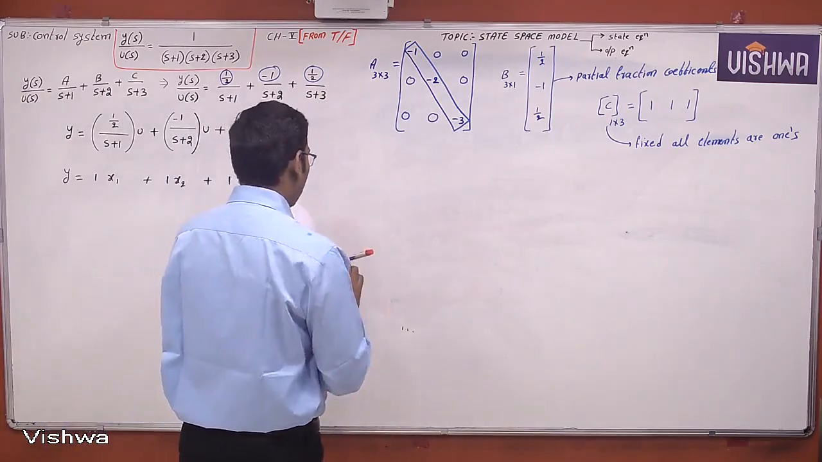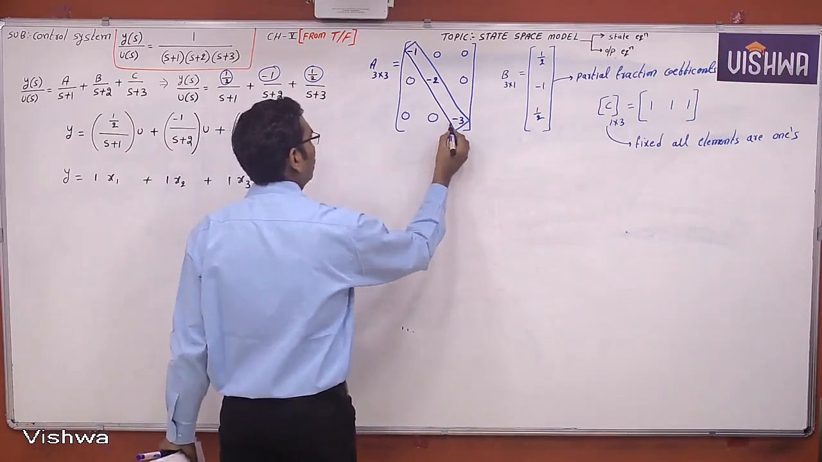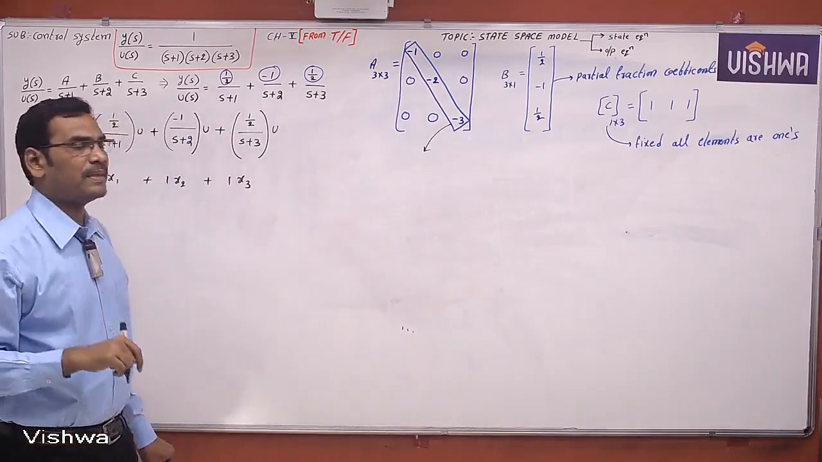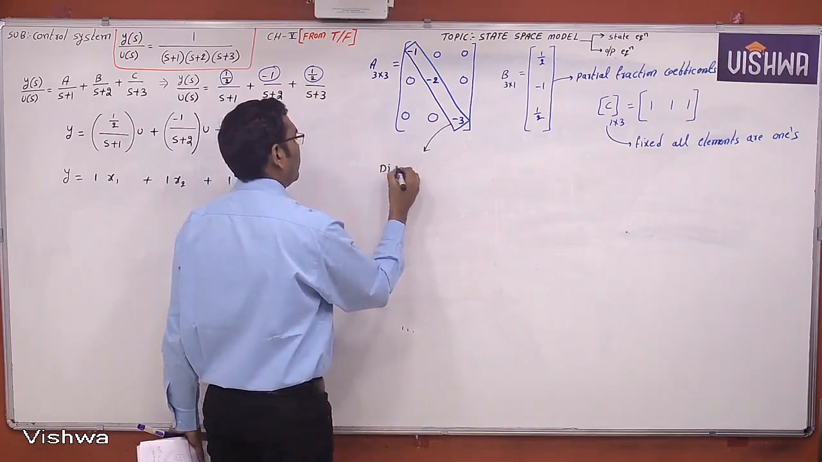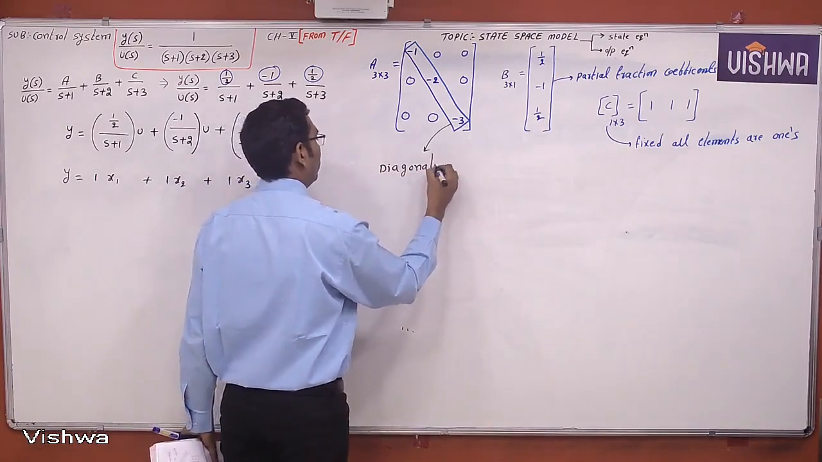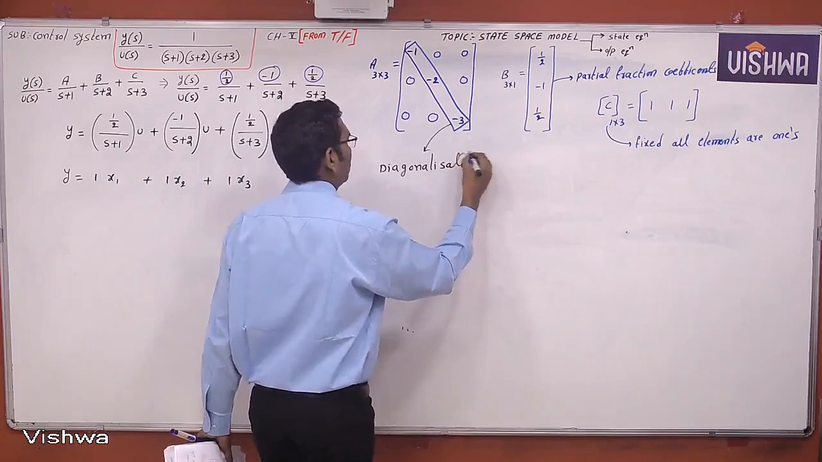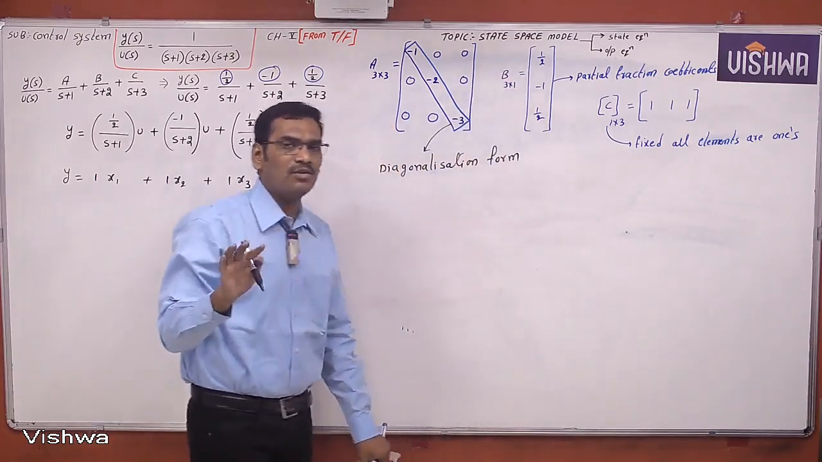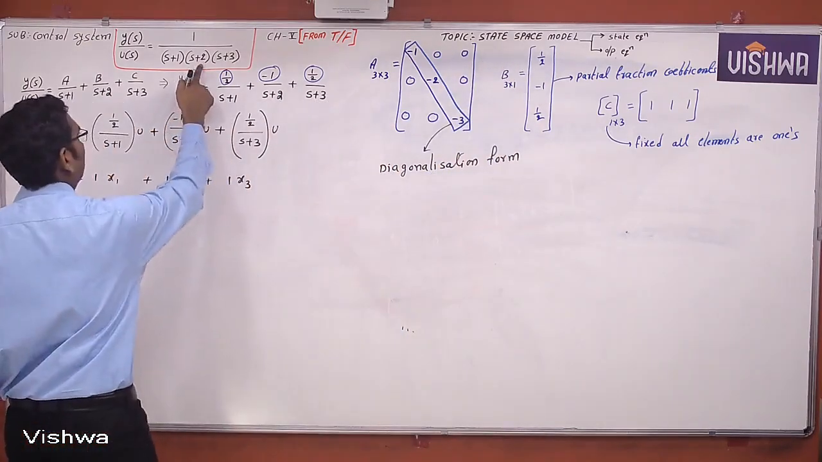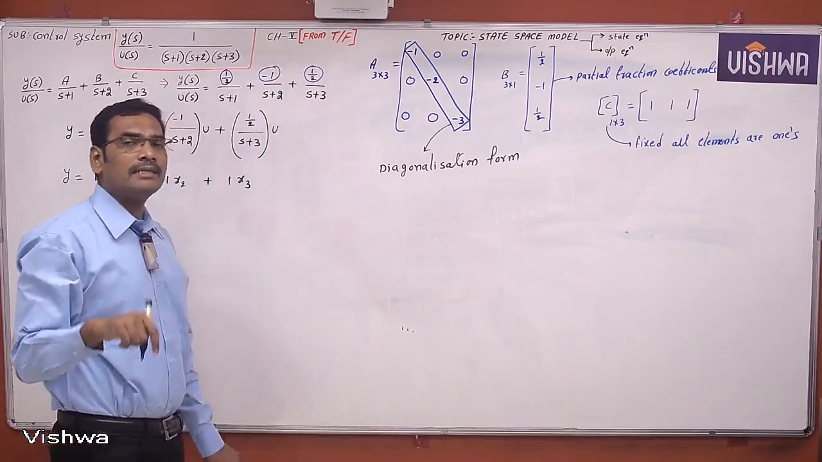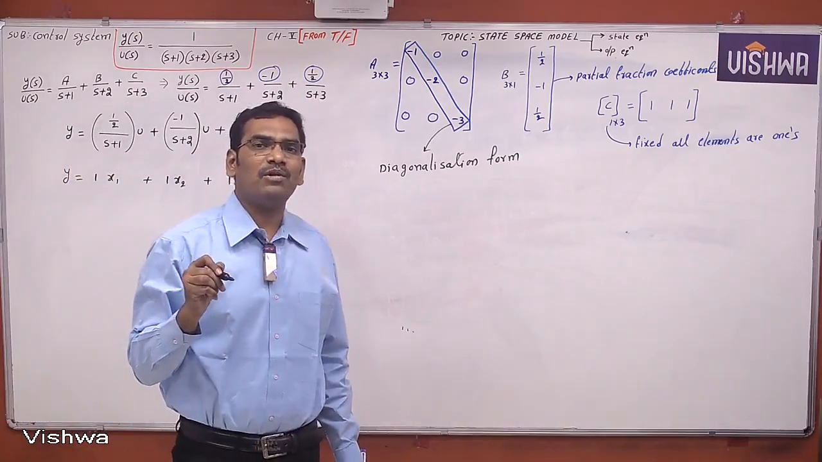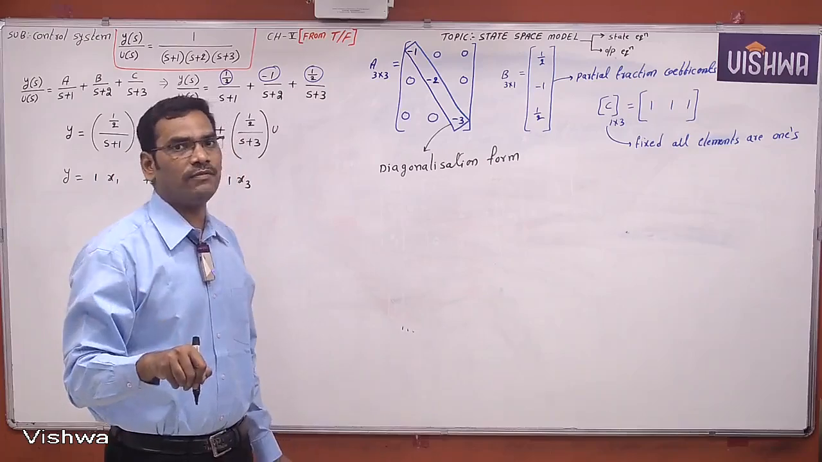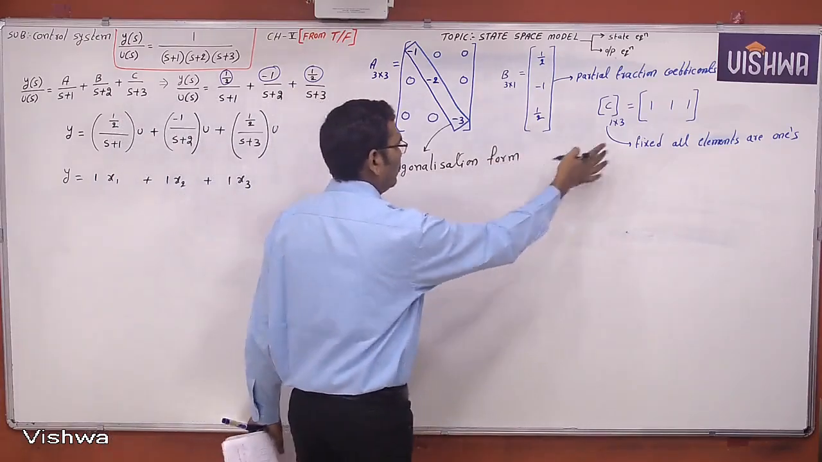Now if you observe here, these are the closed loop poles which are available in the diagonal. Therefore, this type of representation is called the diagonalization form, the diagonalization form of the state space model. He is asking the question: like this, a transfer function is given, or a differential equation is given, and he is asking to represent the state space model in diagonal form, or diagonalization form. So you can use this shortcut method and you can get the answers.